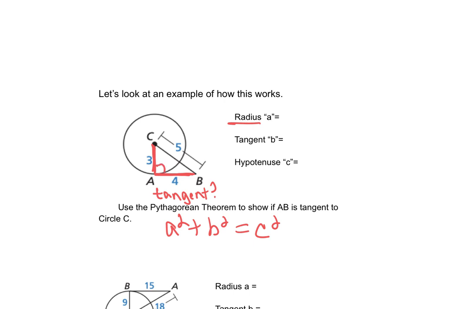In this case, our radius is 3. Our tangent is going to be b. Those are our legs, right? So these two are the legs. So b is going to be our tangent segment here, which is 4. And then our hypotenuse is always the longest side, just a reminder of that. In this case, our hypotenuse is this guy right here, which is going to be 5.